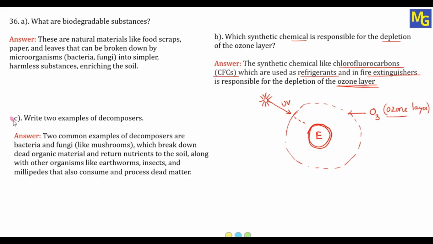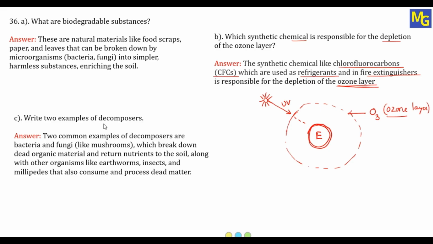Now we'll see the next, that is C. Write two examples of decomposers. So we have to give examples of decomposers. What are decomposers? These are the organisms which will decompose. If you see the trophic levels, first there will be producers, then primary consumers, secondary consumers, tertiary consumers, and then decomposers. So once the animal or the plant dies, it has to decompose. It has to be broken into simple parts so that it will get mixed into the soil to enrich the soil, and again the cycle will continue. The living being cycle will continue.